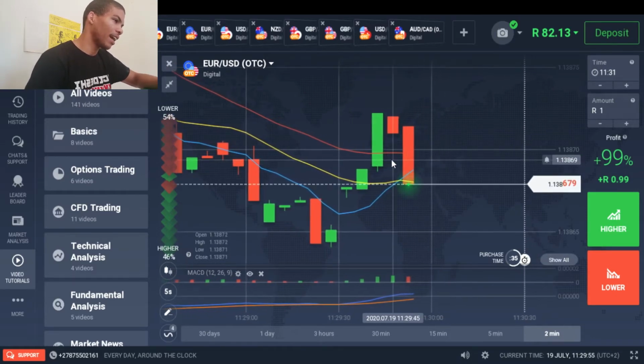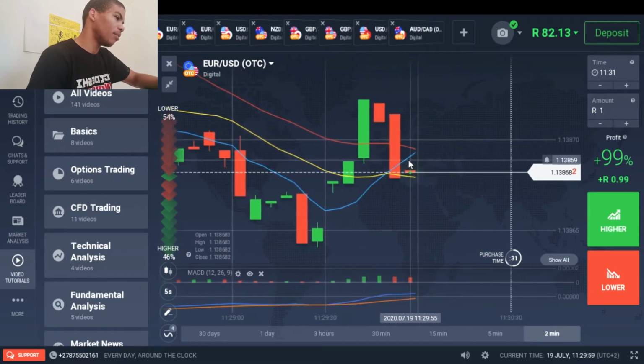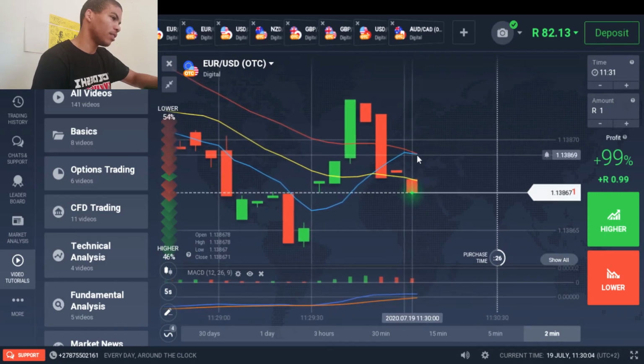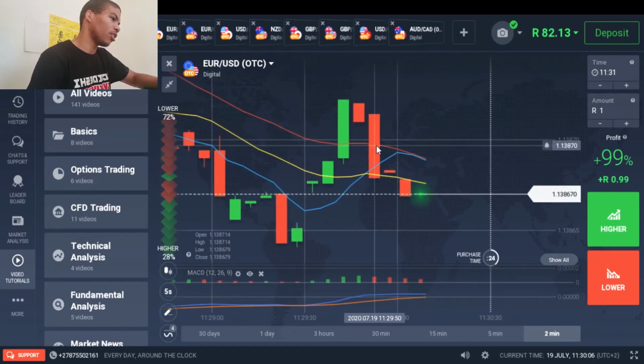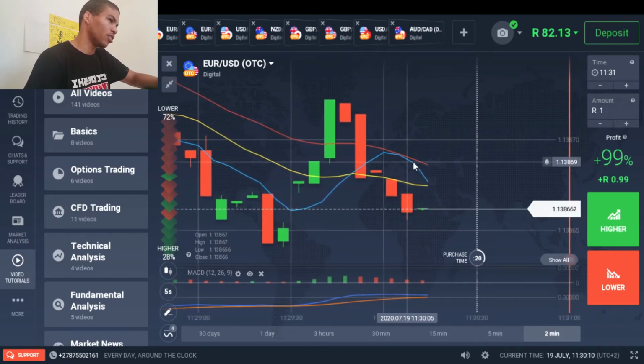But if the red line is moving down as this blue line is moving up, then you see how it influences it. Now it's starting to move down because the red line is much heavier than the blue line. So now it's moving down.